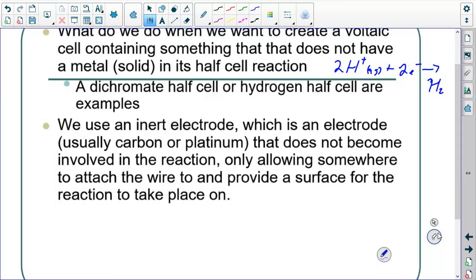Now, one of the reasons we use carbon and platinum is they have a really, really good hold on their electrons. Carbon does not form ions. It does not give up its electrons at all. Platinum takes a lot of work to give up its electrons. We could also use gold. Yeah, we're not using gold. Platinum is expensive enough. So all it does is allow the reaction to take place on it, allow the electrons to flow into it from the wire, the electrons to go into solution, or on the other side, it allows the electrons to come out of solution if that is the case.